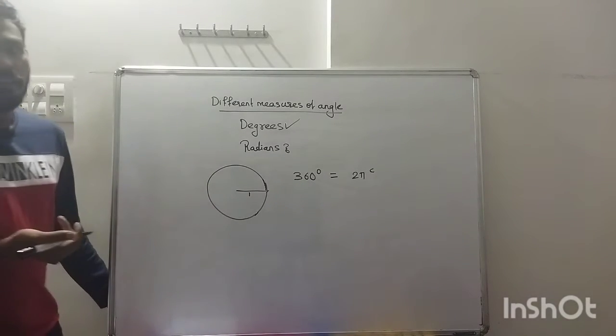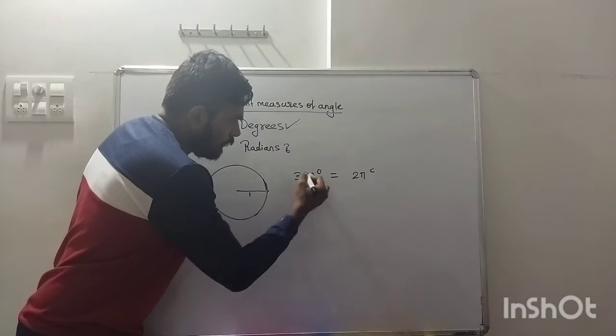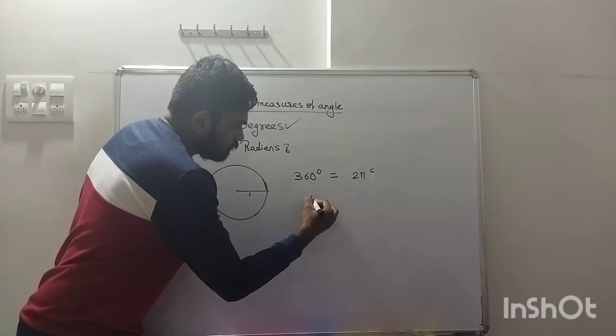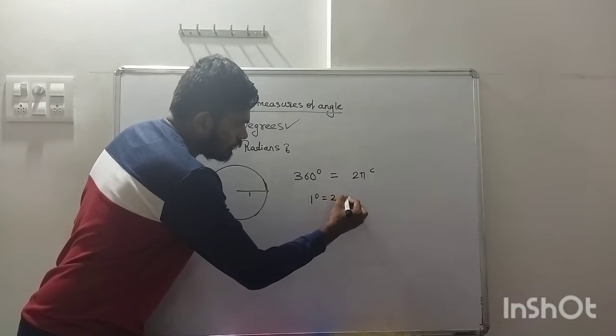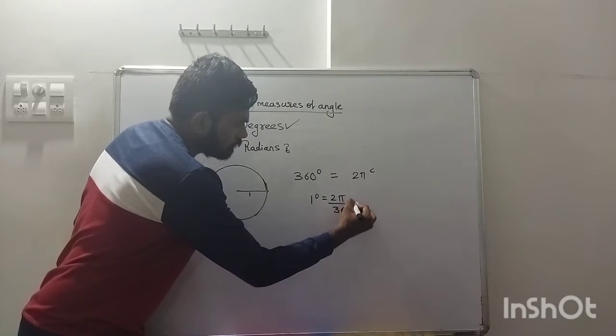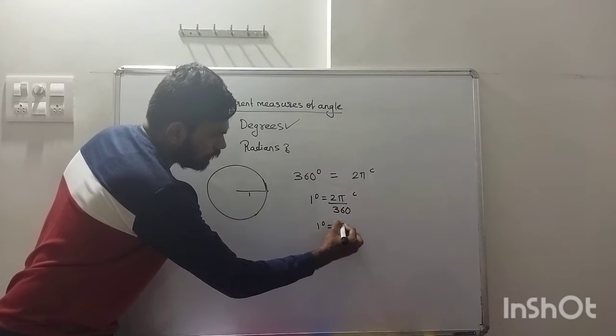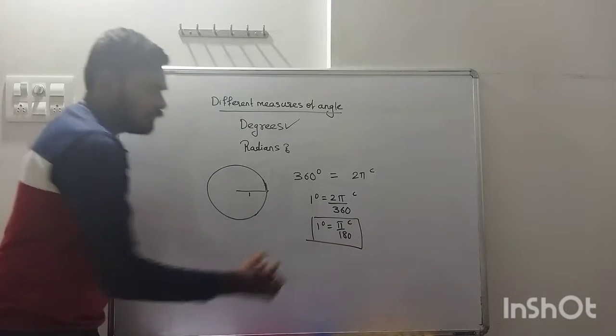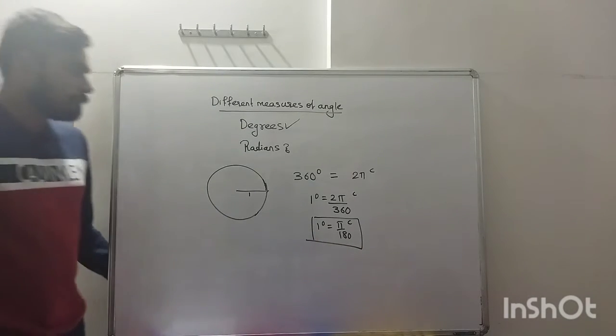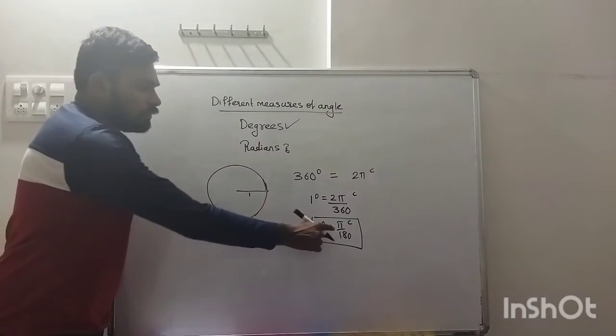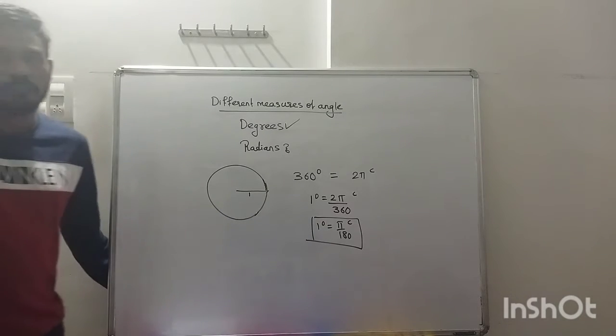From here, what do we get if I divide this down? So 1 degree is what? 2 pi upon 360 degrees. So 1 degree is equal to pi upon 180 radians. So remember this: 1 degree is equal to pi upon 180 radians.